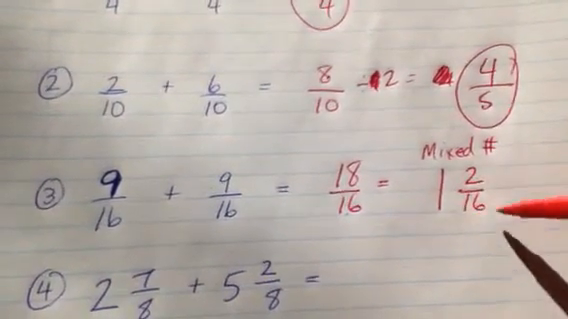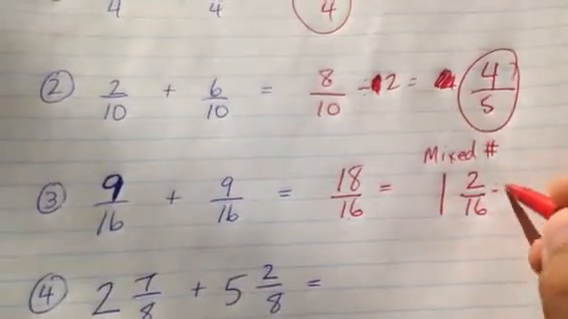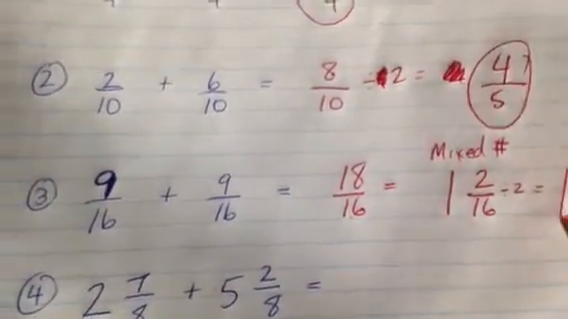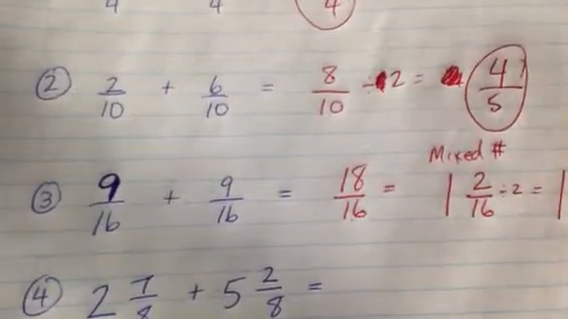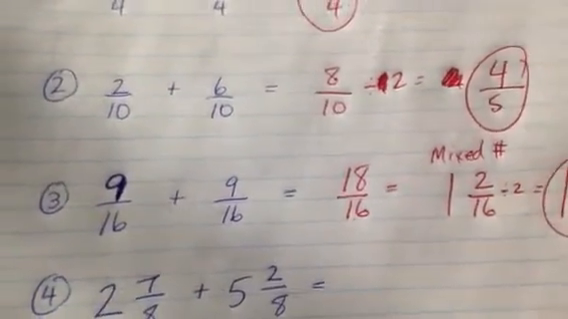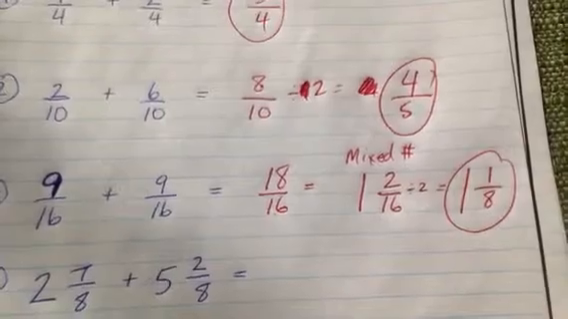Now what you do is we have to reduce this fraction. We divide both of these numbers by 2. So you get 1 whole still, and 2 divided by 2 is 1, 16 divided by 2 is 8. So the answer is 1 and 1/8.